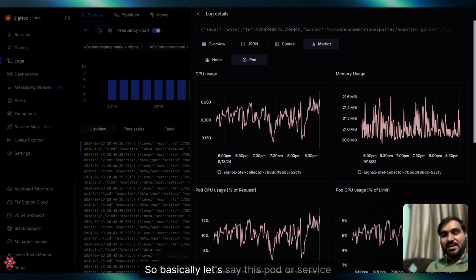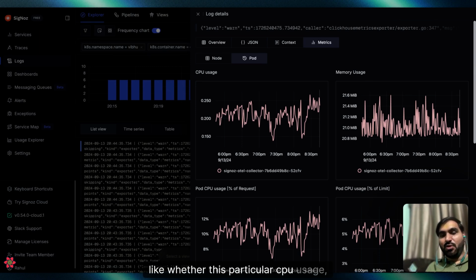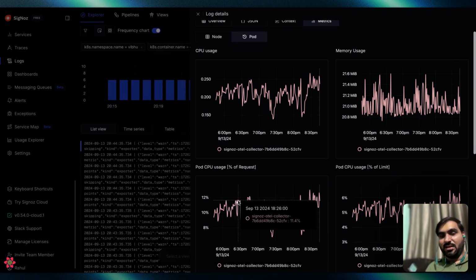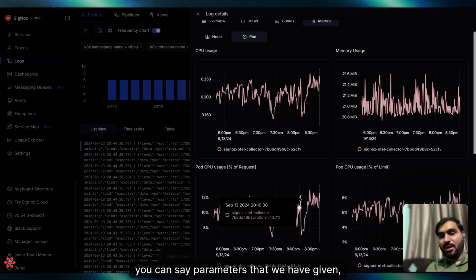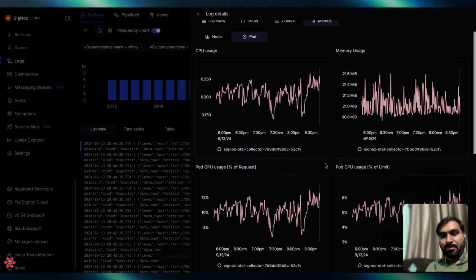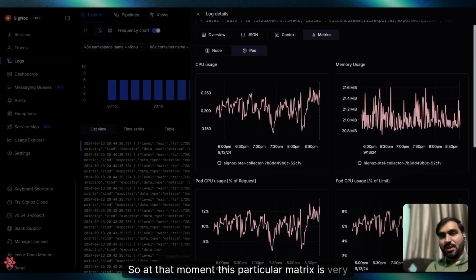Basically, let's say this pod or service instance that is running in my Kubernetes, I have allocated some CPU usage request and some memory usage to this particular pod. And what if at some point I want to check whether this particular CPU usage, the percentage of request, the request parameters that we have given, is going beyond the limit? Let's say someone wants to check something like this. At that moment, this particular metric is very useful.